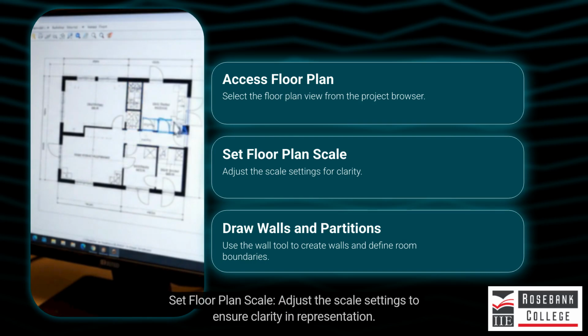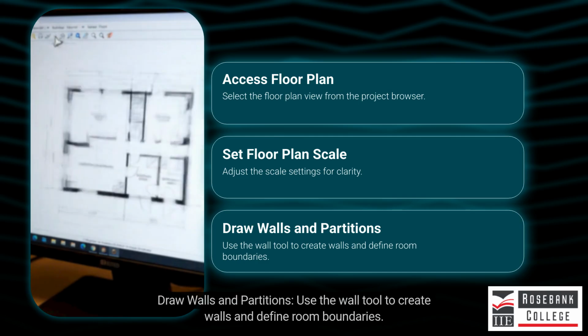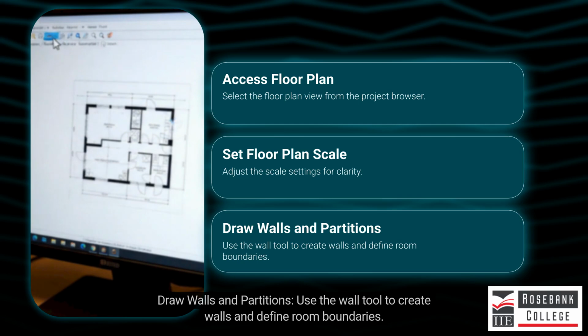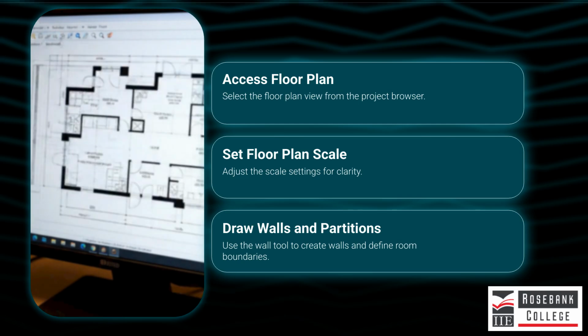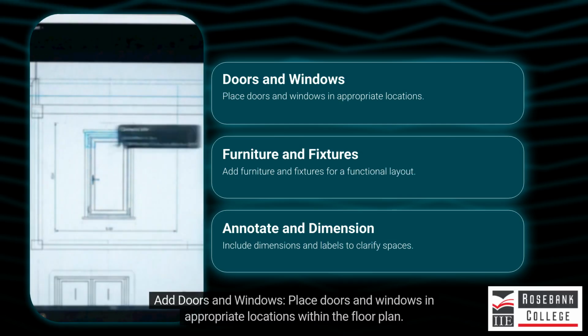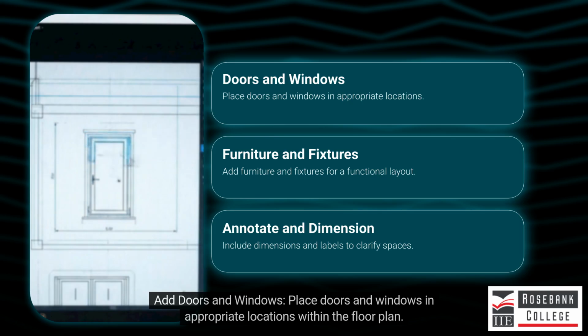Set floor plan scale. Adjust the scale settings to ensure clarity in representation. Draw walls and partitions. Use the wall tool to create walls and define room boundaries. Add doors and windows. Place doors and windows in appropriate locations within the floor plan.